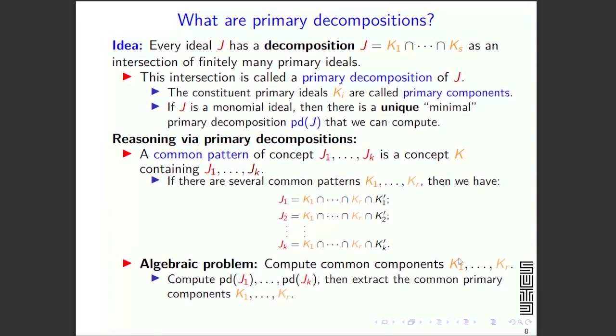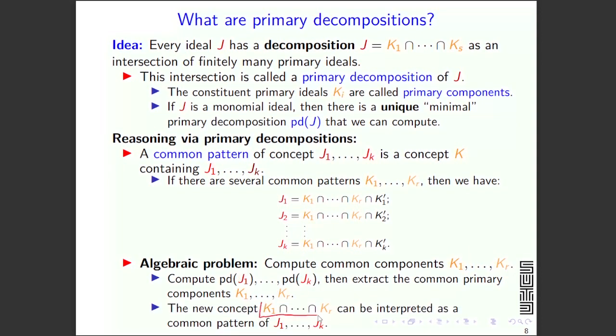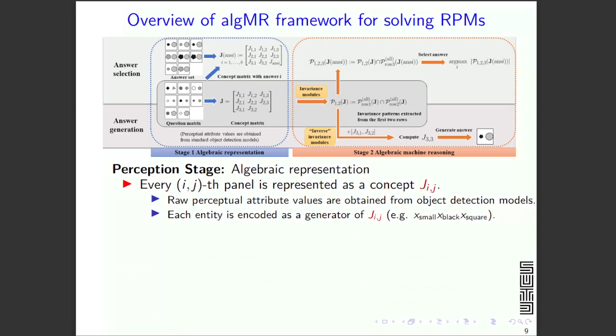Algebraically, our goal is to compute the common components K1 to Kr. To do so, we first compute the primary decompositions of our original concepts, then extract the common primary components. After this extraction, the intersection of the common primary components would form a new concept which can be regarded as a common pattern of our original concepts. Putting all our algebraic ingredients together, we have our algebraic machine reasoning framework for solving RPMs.